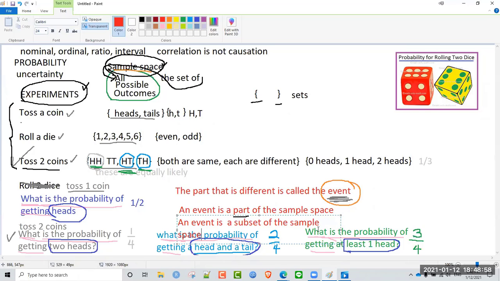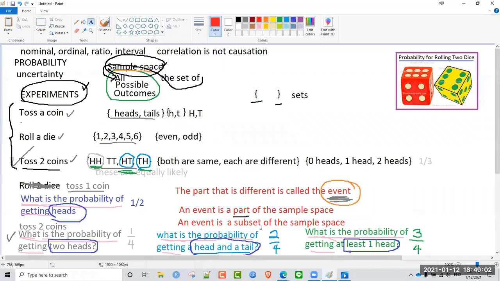Okay, we can say subset, right? That's a set word, right? So instead of part, we can say a subset of the sample space. If you want to say part, you can say part, but I prefer subset.